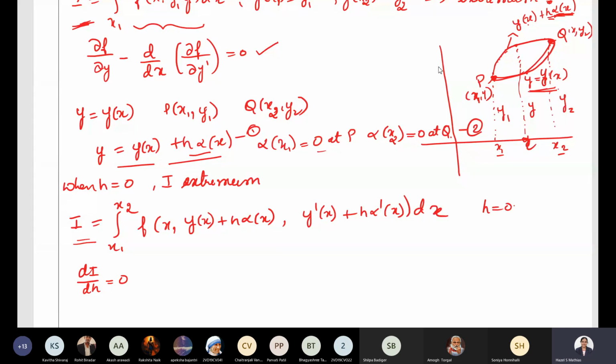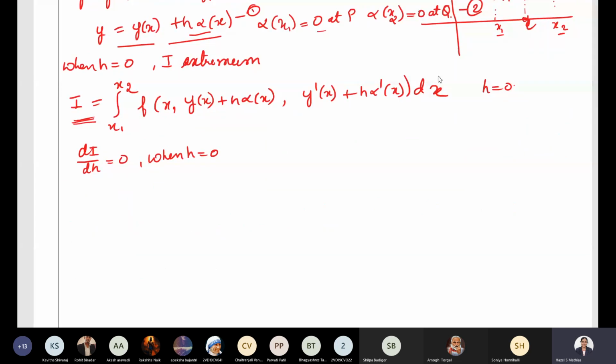If you take I to be a function of h, when h is equal to 0, you get this extremum. That's why, as I is a function of h, you get dI by dh is equal to 0. You first differentiate this I with respect to h. What we get? dI by dh is equal to the integral from x1 to x2.